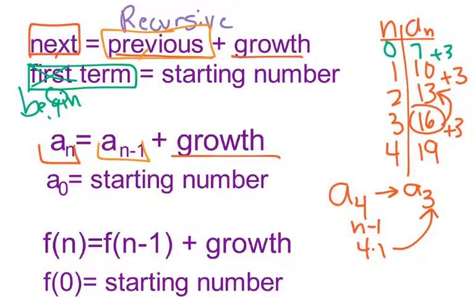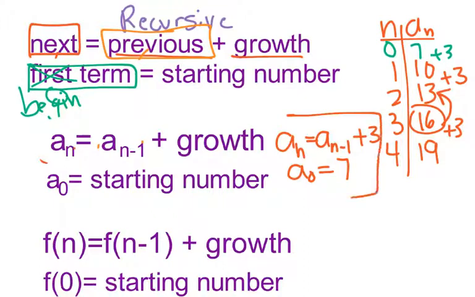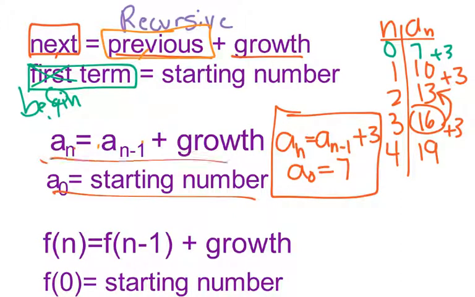And the sequence notation we use, which is right here, let me show you an example from ours. So a sub n, the next term, is equal to a sub n minus 1, the previous term, and what did we do? We added 3 to it. Then a sub 0, where do we start? What's our beginning number? It was 7. That right there is my recursive equation. It's 2 parts to it, where it starts and how it's growing.